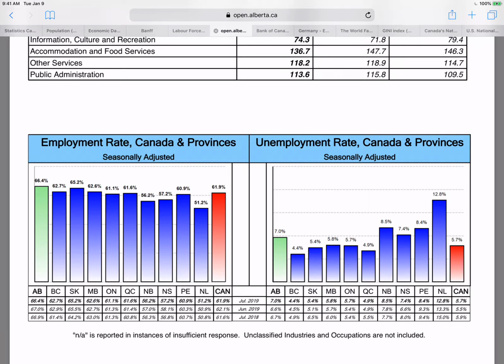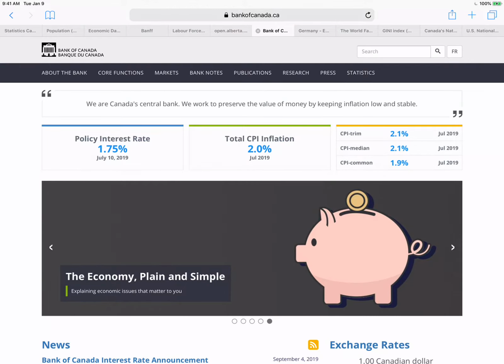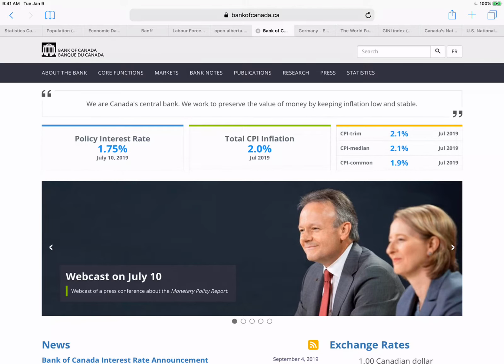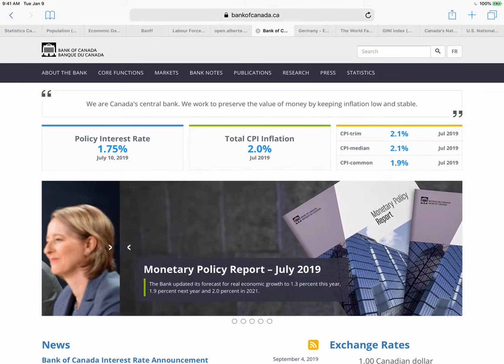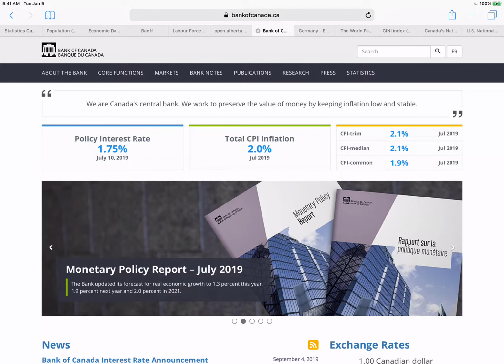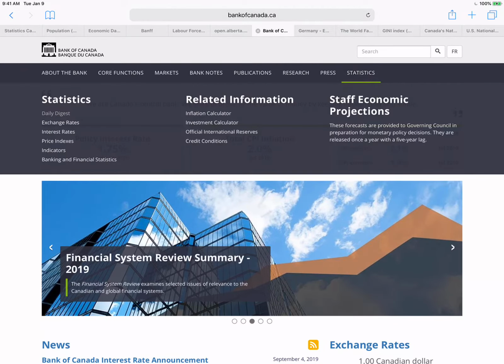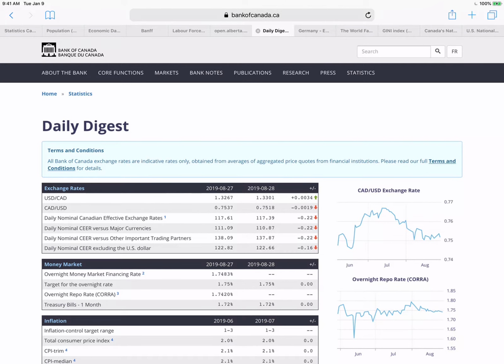If we want information on interest rates, we want to know what is happening with the Bank of Canada. So go to the Bank of Canada website and we can see the amount of inflation. So see again the same inflation rate we saw with Statistics Canada. And on the Bank of Canada website, where you want to go is Statistics Daily Digest, and that will give you the key information. So here we can see the exchange rate. So right now, if you were to take your Canadian money and transfer it into US dollars because you were going on a trip, for every $1 Canadian, you would get 75 cents US.